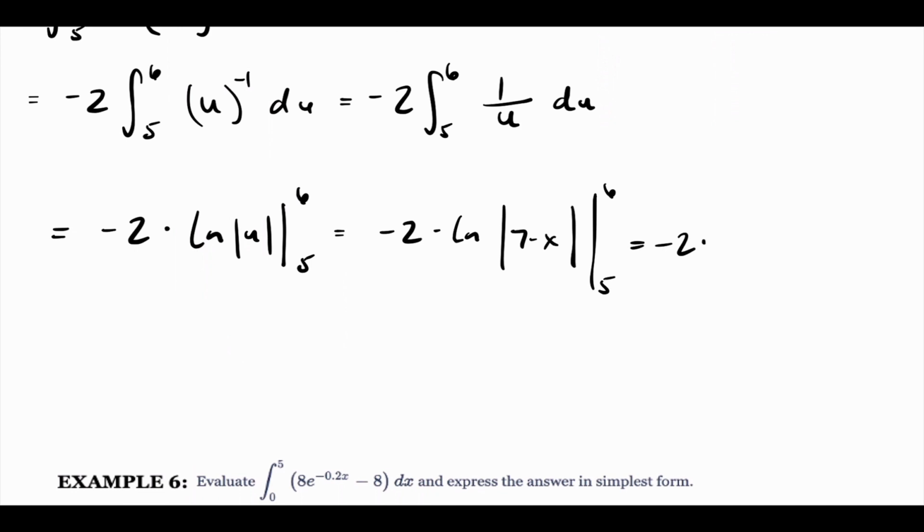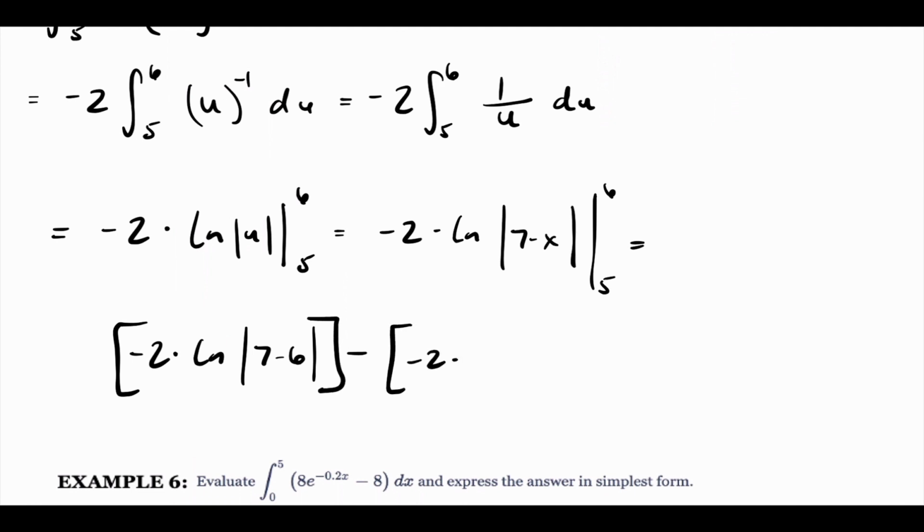-2 times, now we're going to actually evaluate. Plug in 6, plug in 5. So -2 times the natural log of 7 minus 6, minus -2 times the natural log of 7 minus 5.